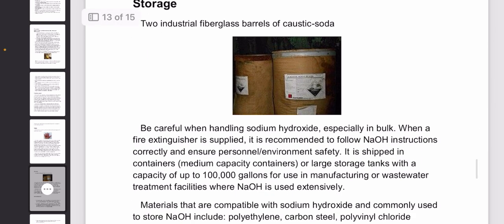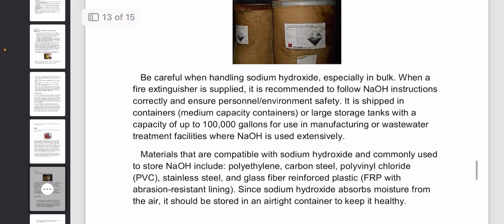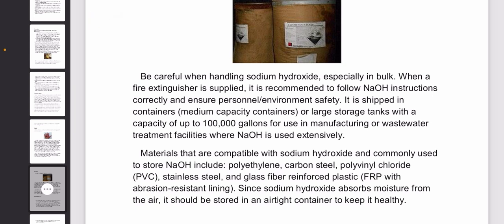Here are two industrial fiberglass barrels of caustic soda. Handle sodium hydroxide carefully, especially in bulk. When a fire extinguisher is applied, it is recommended to follow any instructions correctly and ensure personal and environmental safety. It is shipped in containers or large storage tanks with a capacity of 100,000 gallons for use in manufacturing or wastewater treatment facilities where NaOH is used extensively.